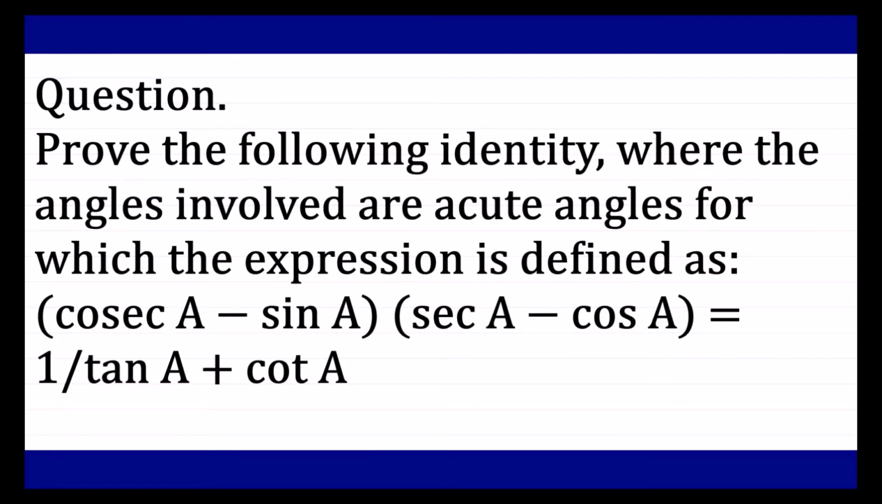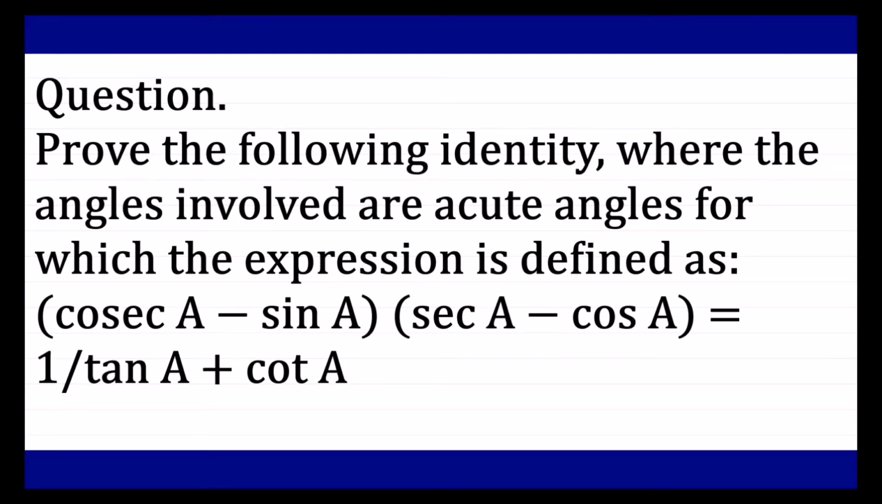(cosec A minus sin A)(sec A minus cos A) is equal to 1 upon tan A plus cot A. So let us see how we are going to prove this identity, or how we are going to prove this equation or expression, I can say.